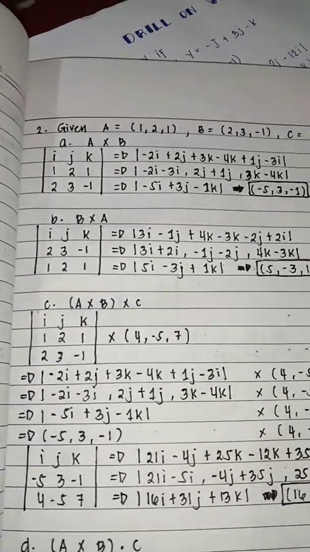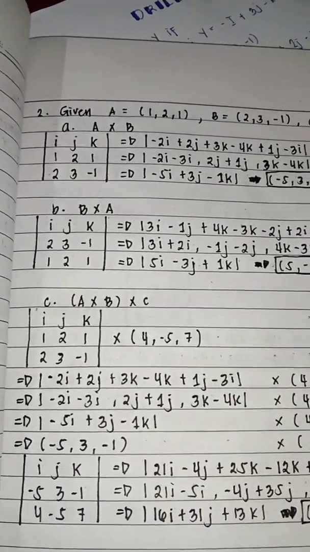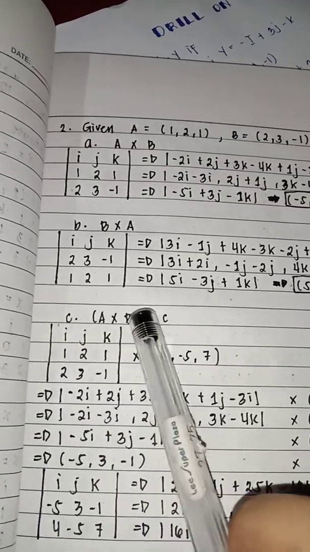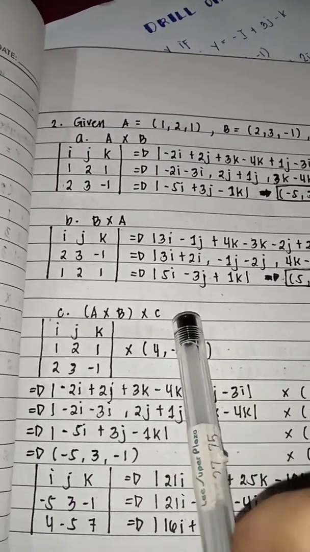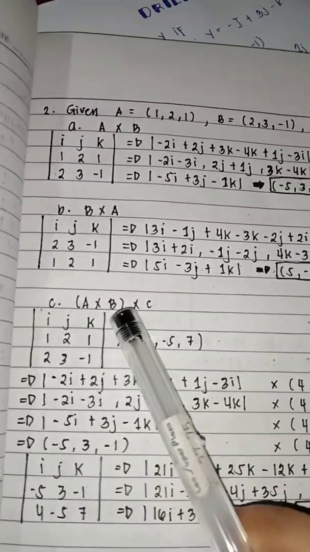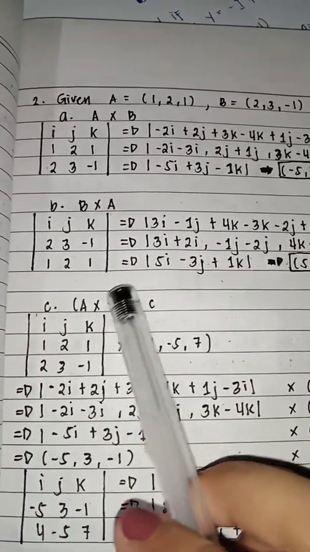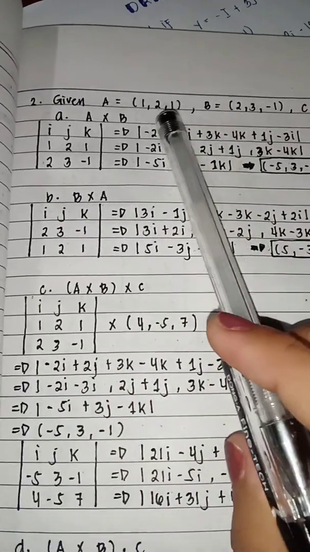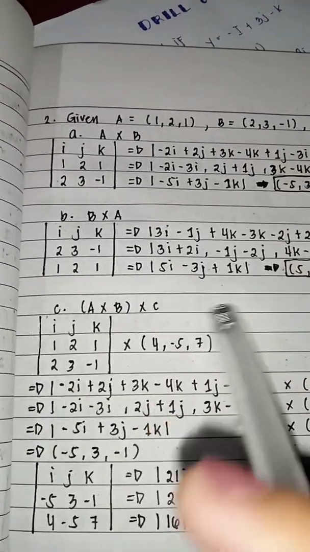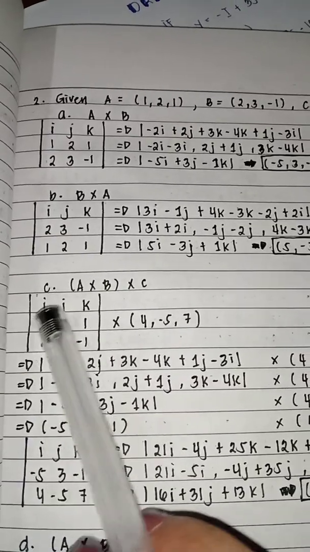So let's proceed to letter C. A cross B cross C. The first thing we do is to get the answer of A cross B, and afterwards we will cross product it to the value of C. So A cross B, since our value of A is 1, 2, 1, and our value of B is 2, 3, negative 1. To compute A cross B, we use determinants as follows.